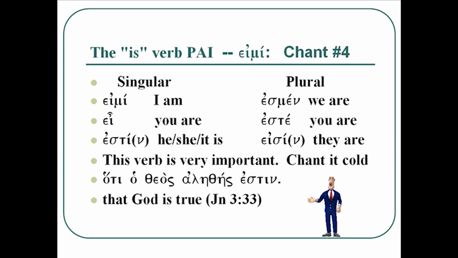An example of how eimi is used can be seen in this clause. Hoti ho theos alethes estin. That God is true. So you see it's in the third person singular. He is true. Estin. A little bit different than luo, but you've got it.